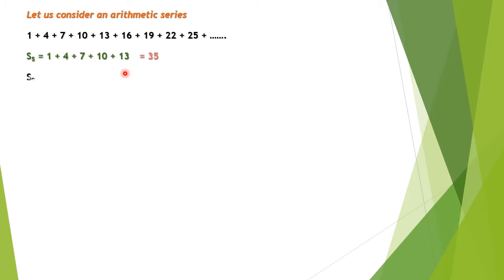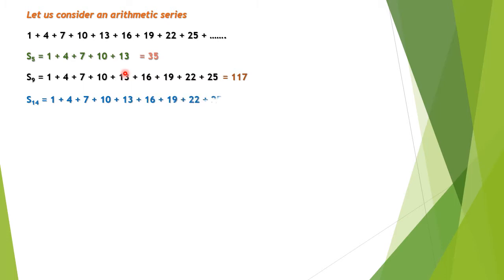Let's increase the number of terms and find the sum up to 9 terms, that is up to 25. And here also we can easily find the sum as 117. Now let's find the sum up to 14 terms. Here we have up to the 9th term. Now we need to find the sum up to 14 terms, so we need the 10th, 11th, 12th, 13th and 14th term.